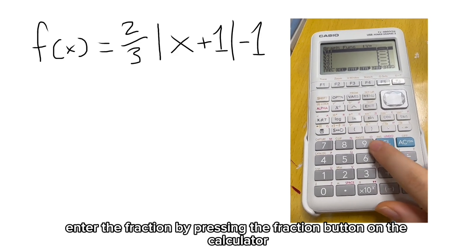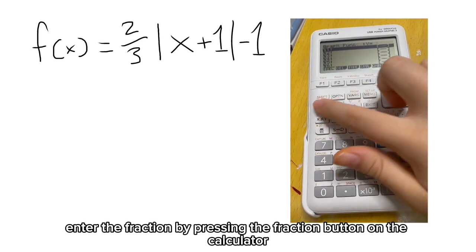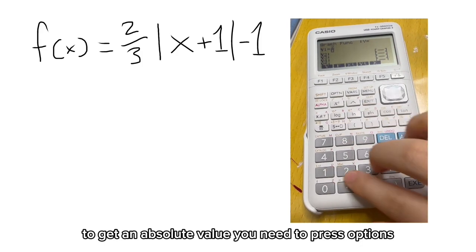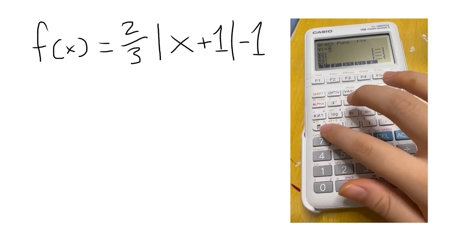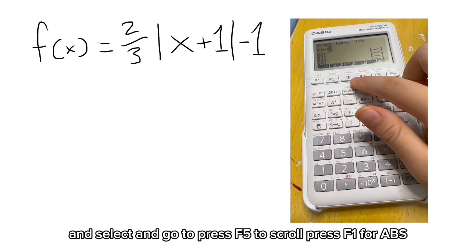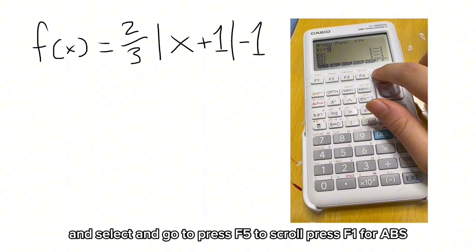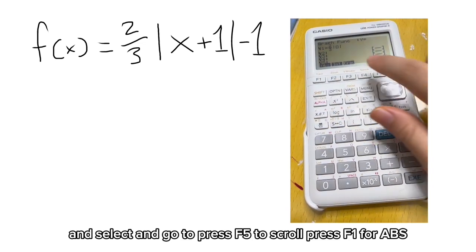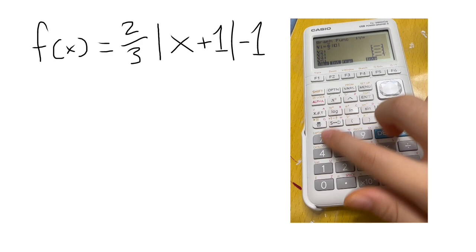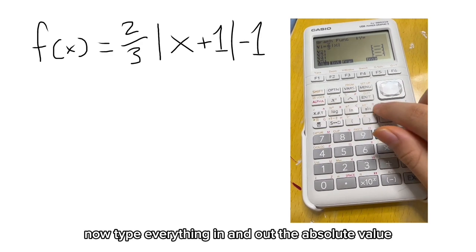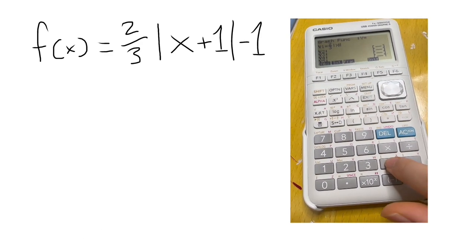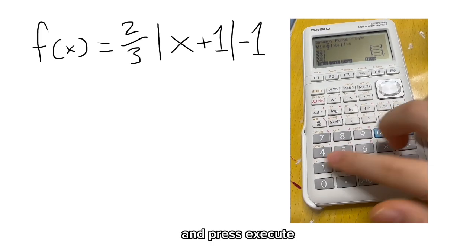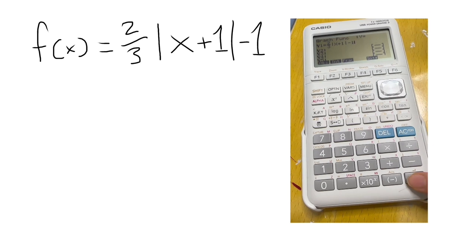fraction by pressing the fraction button on the calculator. To get an absolute value, you need to press Options and go to press F5 to scroll. Press F1 for abs. Now type everything in inside the absolute value, and press Execute.